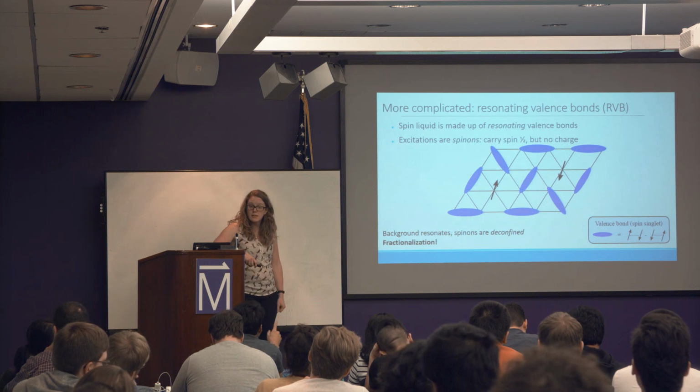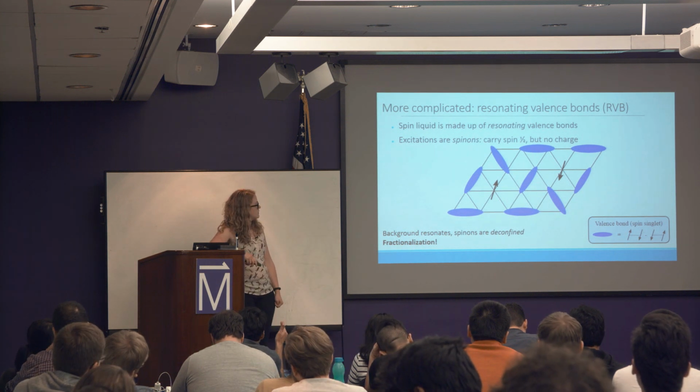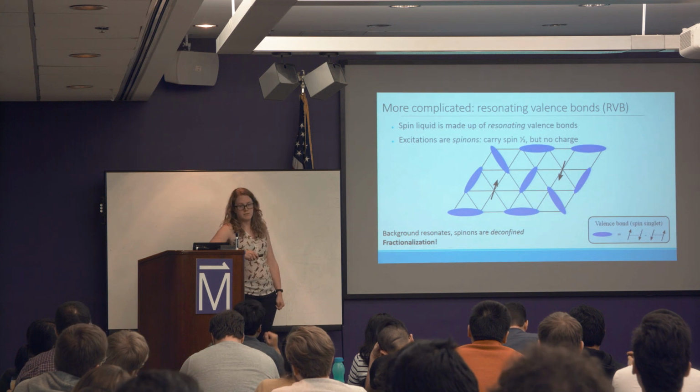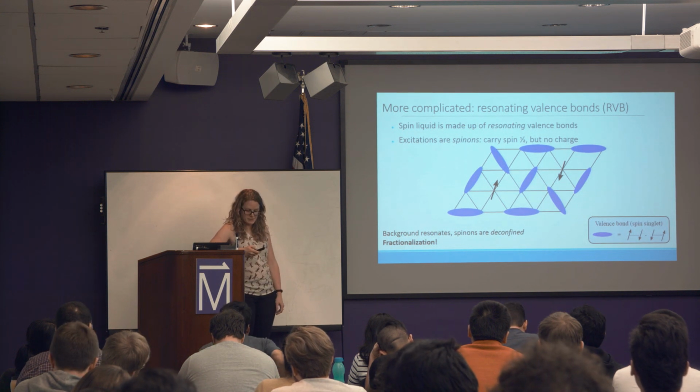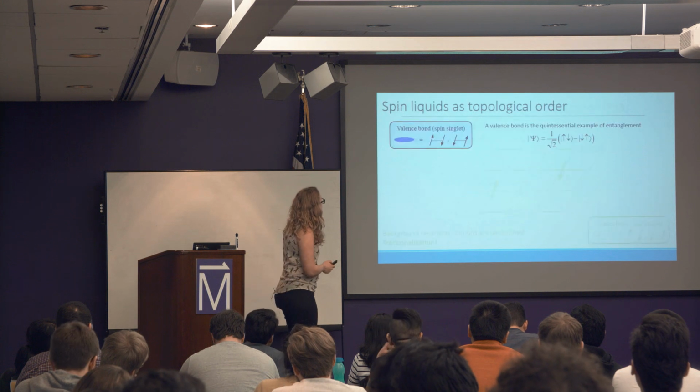One quick question. So these solid lines indicate that there is interaction between these spins? Yes, so I have a nearest neighbor triangular lattice here. Yes, thank you. Okay.